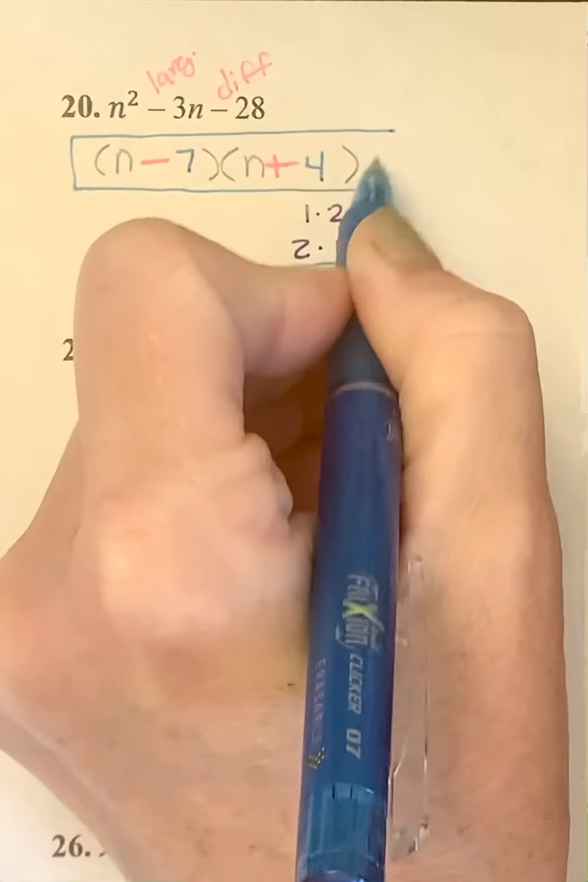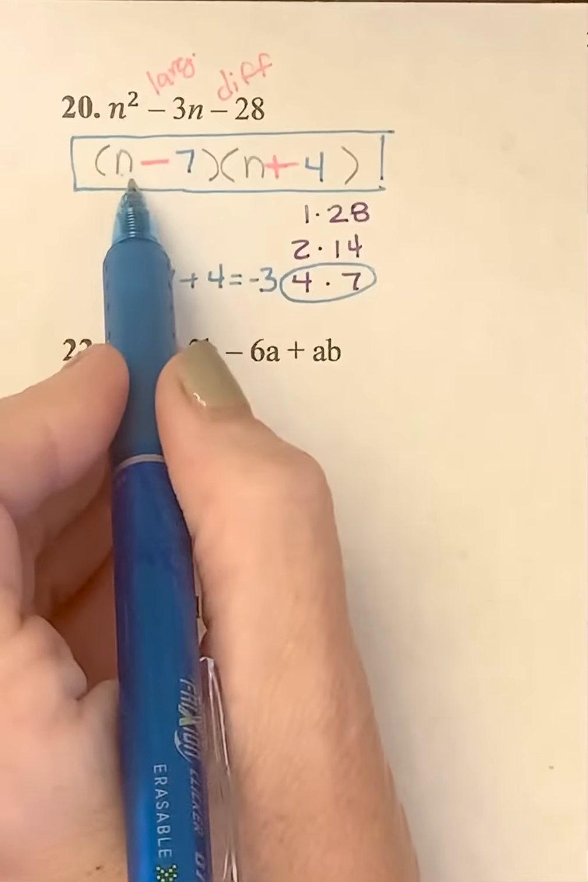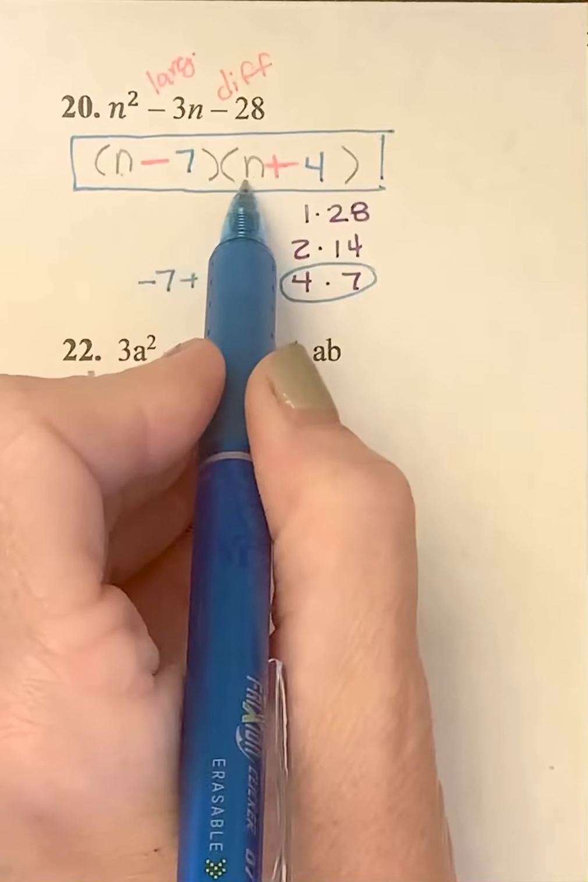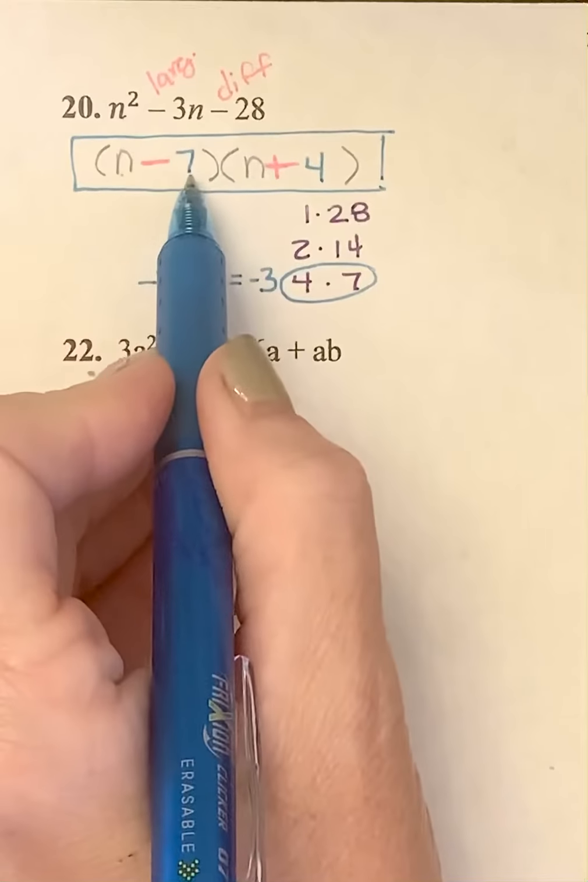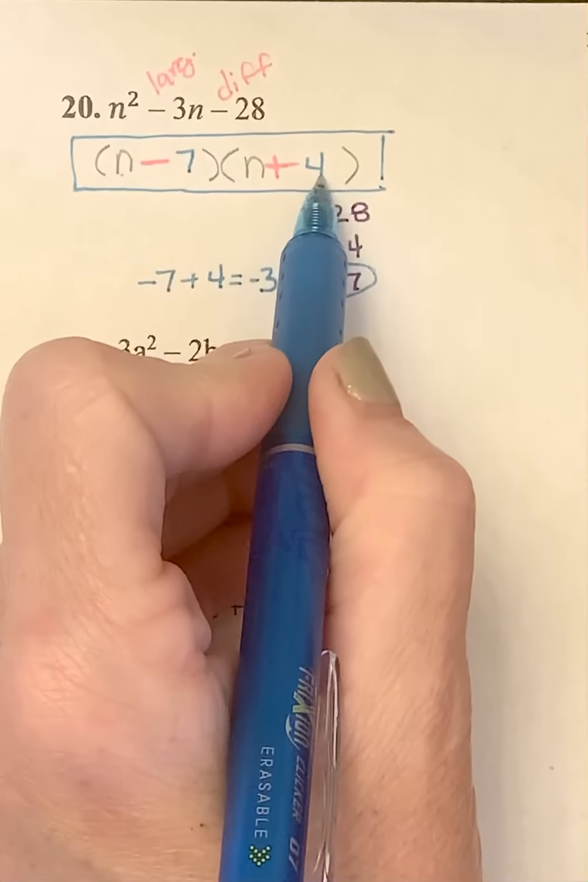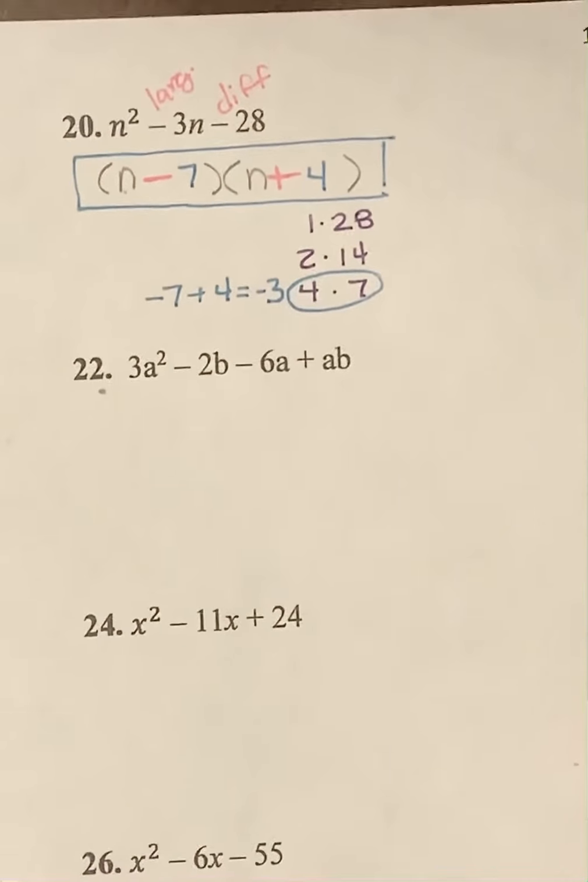Check using FOIL. First terms is that. Outer term is a 4n, inner term is a negative 7n. Combine those to give me a negative 3n. And then multiplying last terms, we get a negative 28. Okay, number 21.